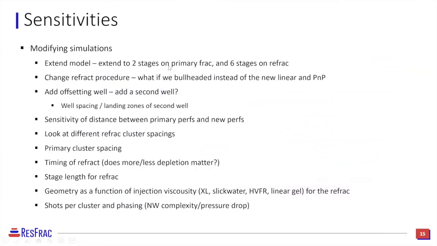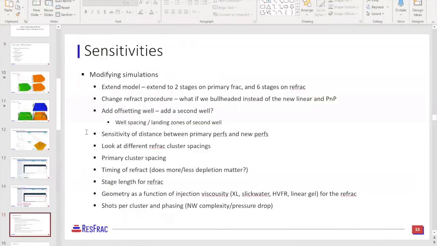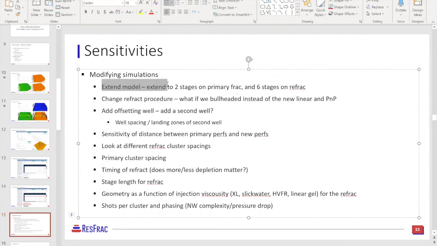Well, we can set up another sensitivity on refracs here if there are no questions. So one of the next sensitivities on the list, last time we set up the extend model. This time, the next one on the list was what if we bullheaded instead of using a liner.